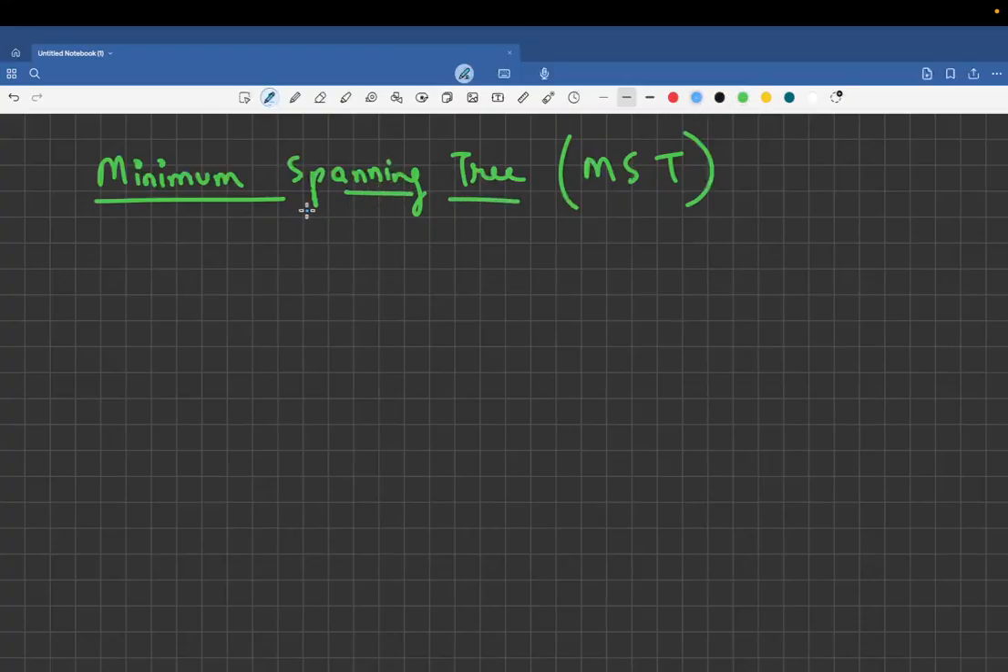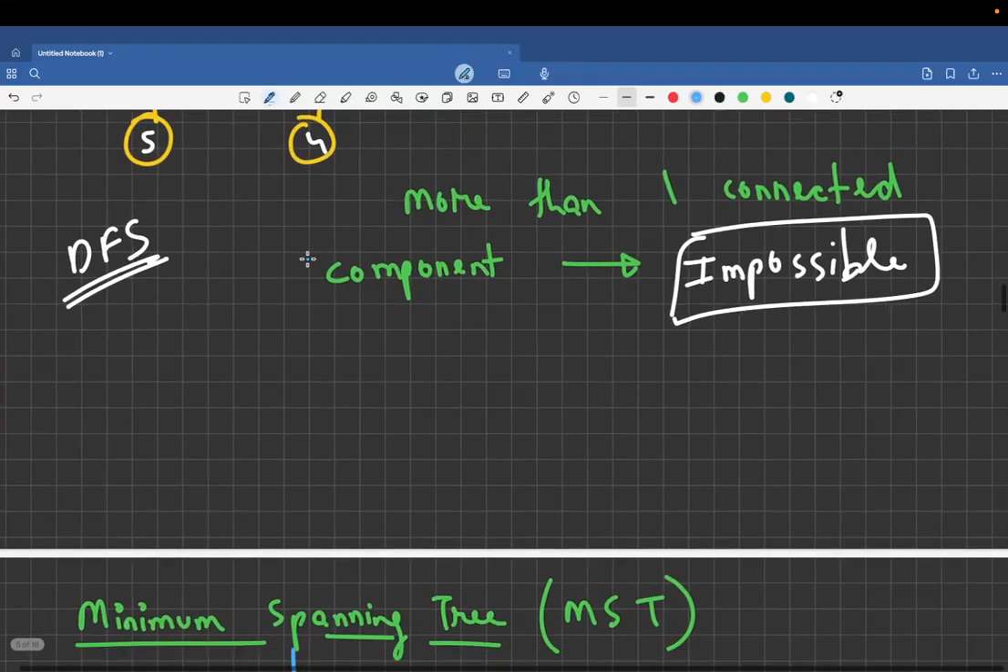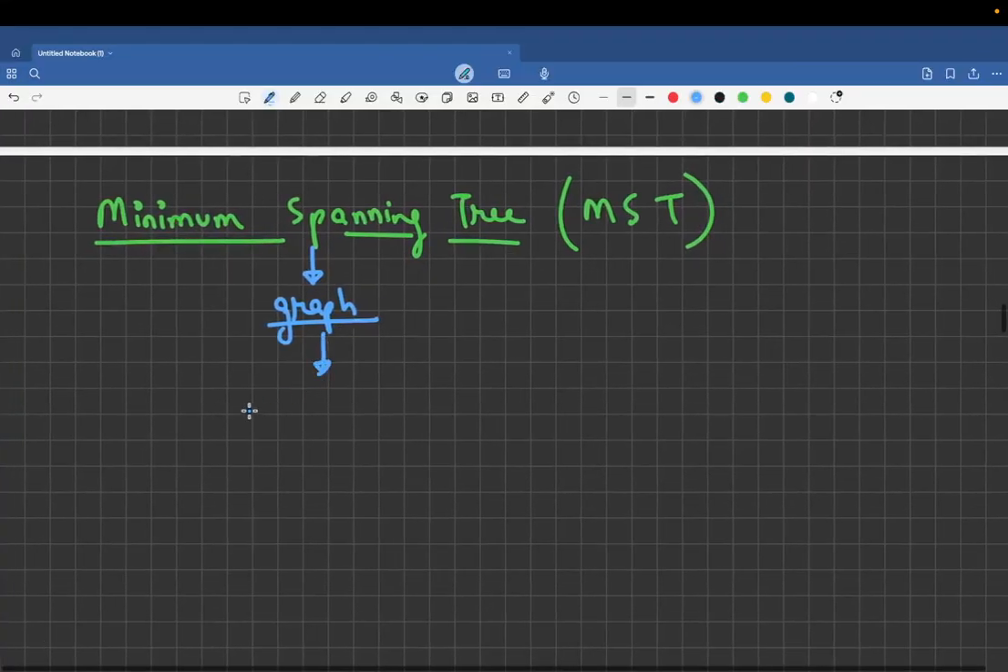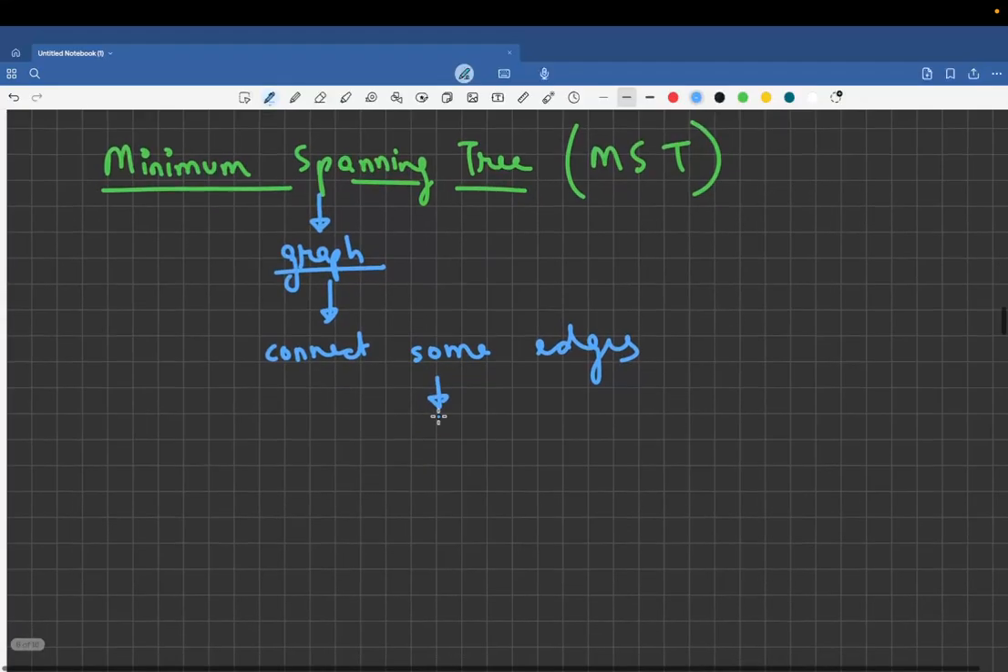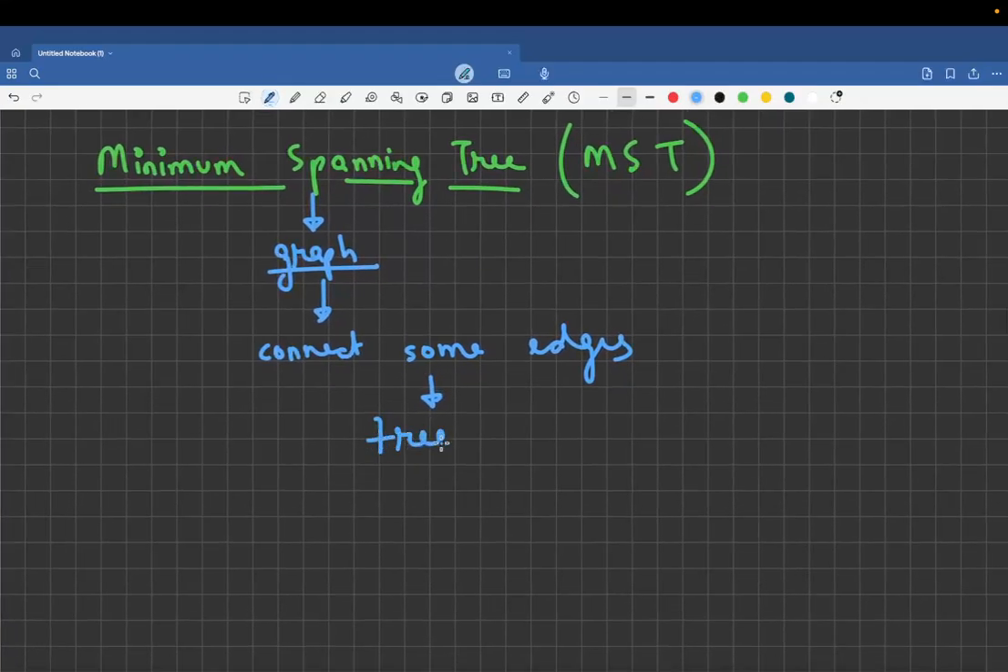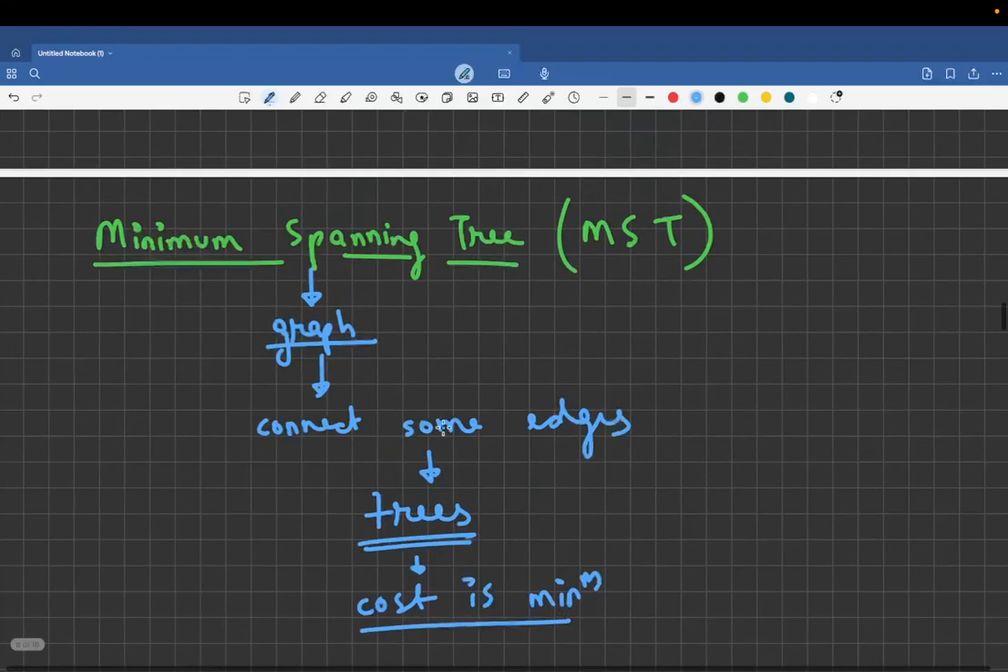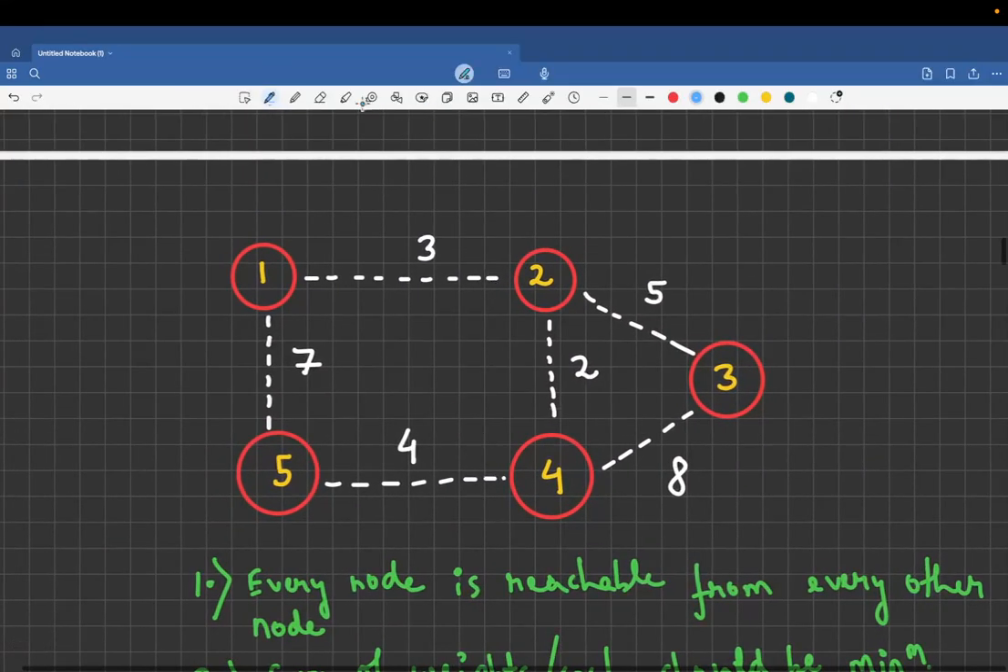This means that you are given a graph, and you have to connect some edges so that the graph that is formed after connecting the edges is a tree, and the cost is minimum. You guys can figure out why we are talking of trees over here. Just imagine if I am connecting these edges, this is forming a tree for me, right? This is forming a basic tree for me.